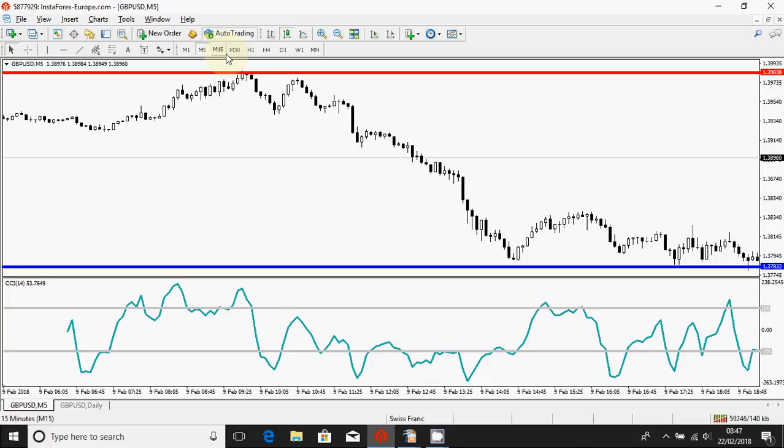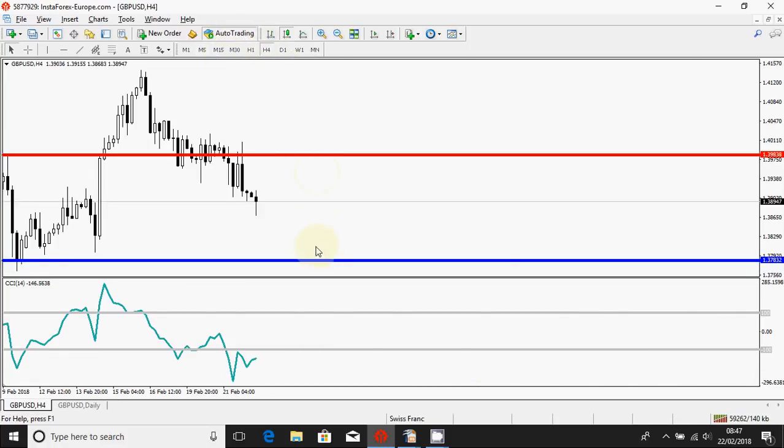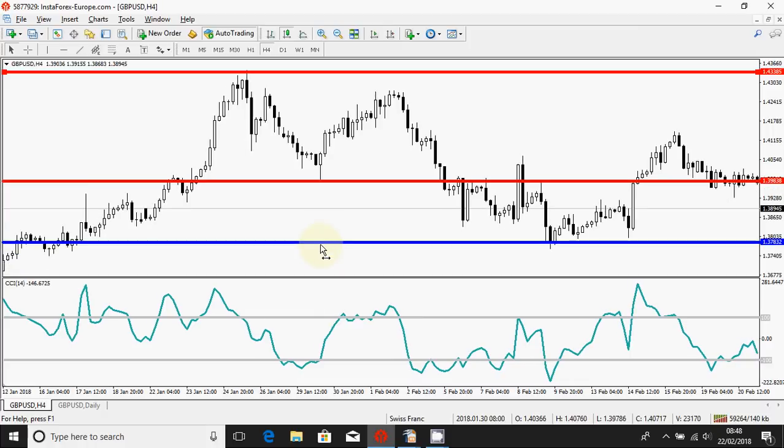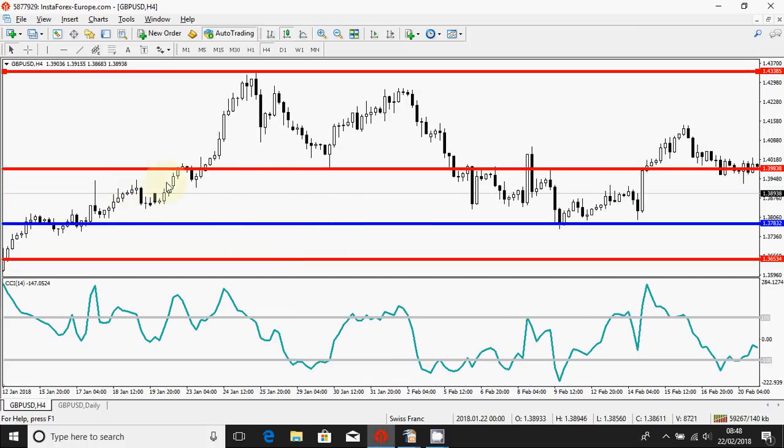Rule number 4. Identify support and resistance areas. You need to identify a support and resistance area, not only one that exhibits support or resistance, but one that acts as both a support and resistance zone. So let's go to a higher time frame. If you go to a 4-hour time frame, look at this line.